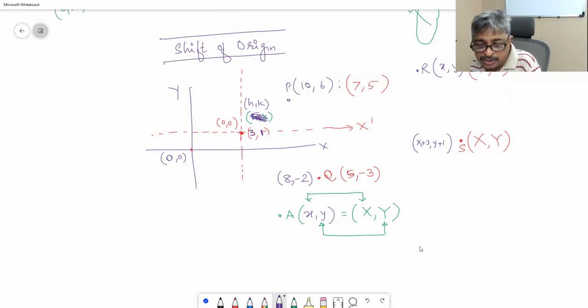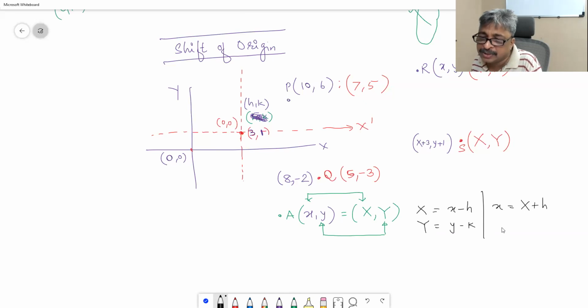If I want to write down capital X, now let me use black so that capital X is equal to small x minus h. Capital Y is equal to small y minus k, or small x is equal to capital X plus h. Small y is equal to capital Y plus k. This is important.